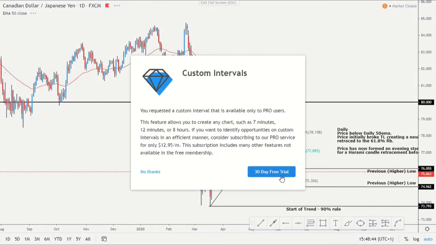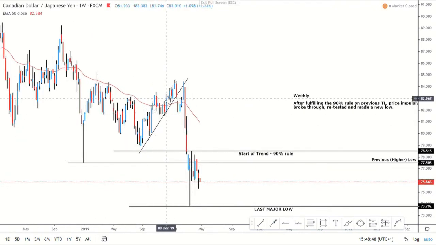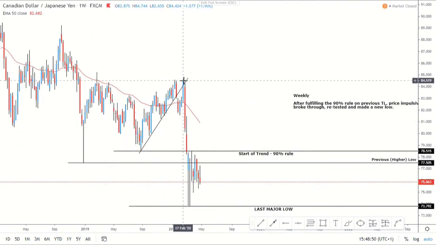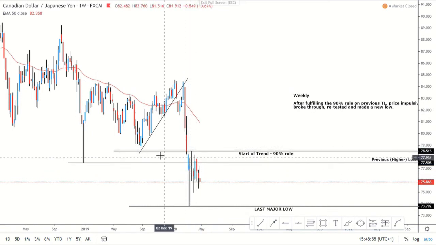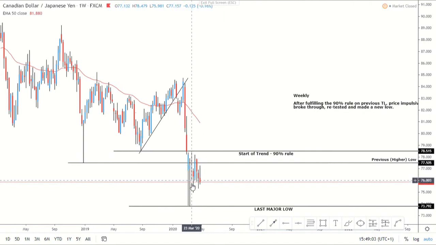On the weekly, we can just see here that we've now broken this trend line. Then we've come all the way down impulsively, so we need a retracement. We've had that retracement. We couldn't come back above this area. We retested this very nicely, broke below the higher low, which I think would be off of one of the trend lines, and then we've now continued this to the downside.